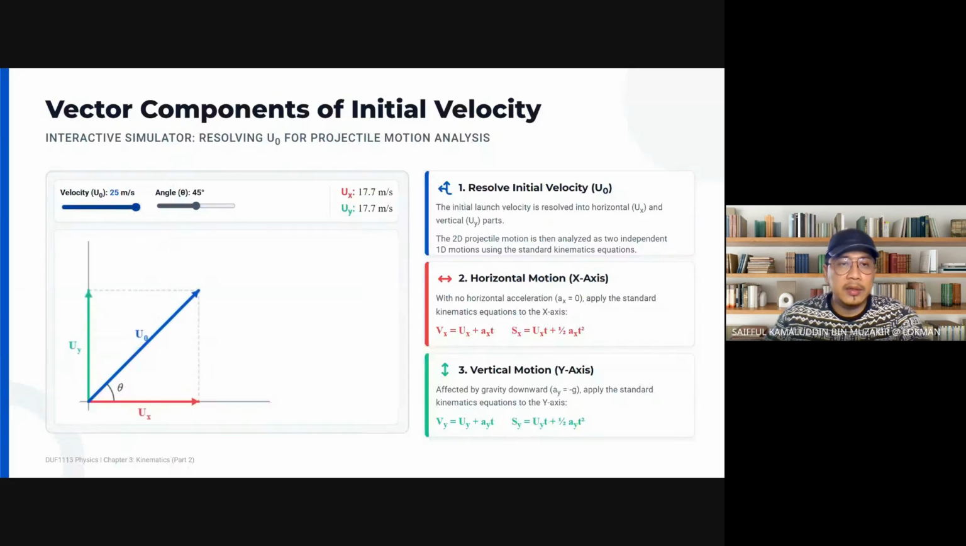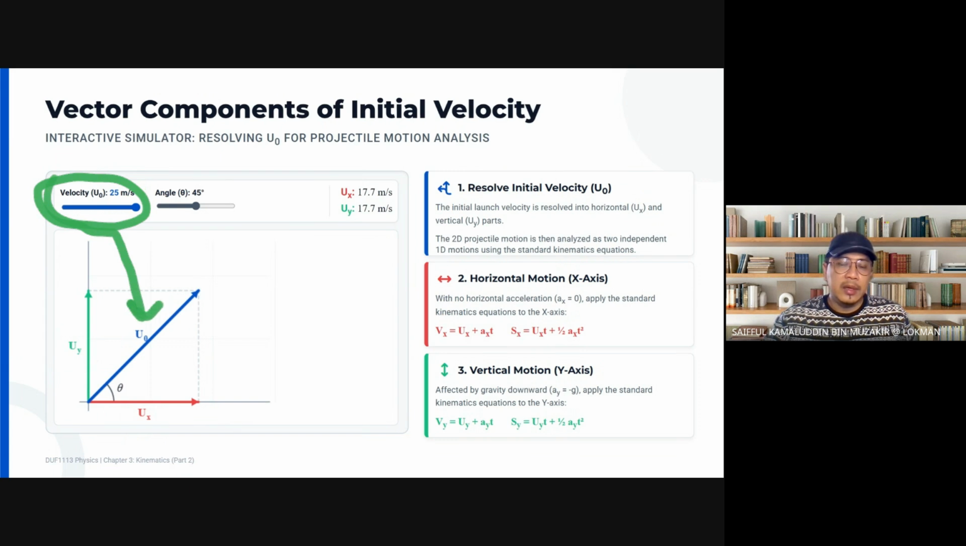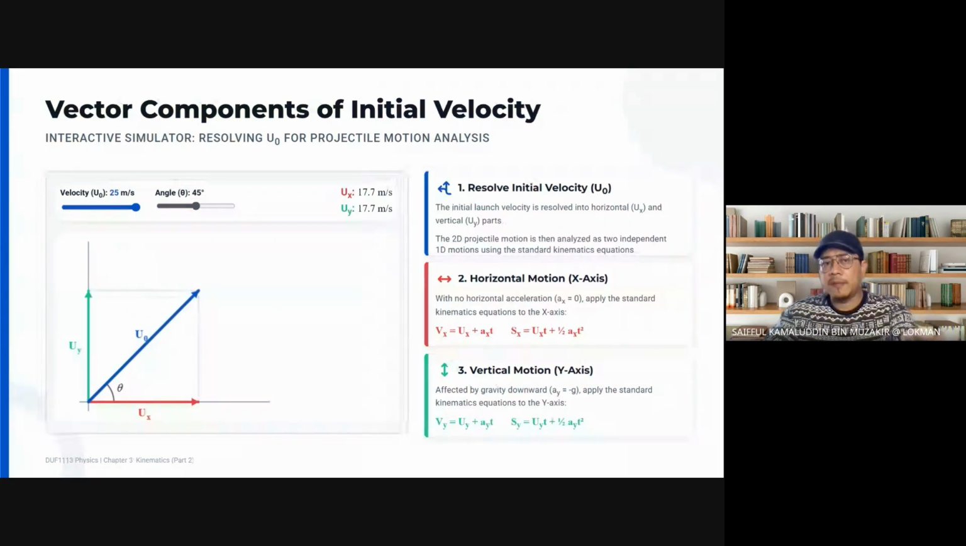We increase the angle, but we leave it at 45 degrees. Okay, now let's say our initial velocity is 25 meters per second. How do we get the UI, also the UX? This is U, the initial velocity. As I mentioned before, for projectile motion, the first thing that you need to do, if the initial velocity is given, is resolve it into UX and UI. How do you resolve it? Let's say the angle is 45 degrees over here.